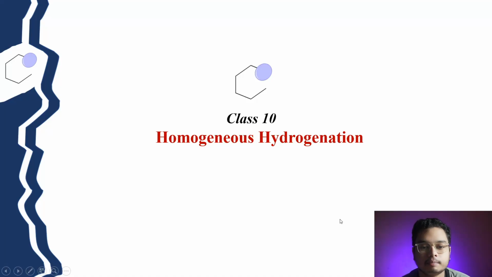So hello everyone, welcome back to another lecture of our Reagent Chemistry course. This is class 10, and here we are discussing homogeneous hydrogenation. Previously, in class 9, we talked about the Birch reduction in detail. Now we are talking about hydrogenation by using metal catalysis.